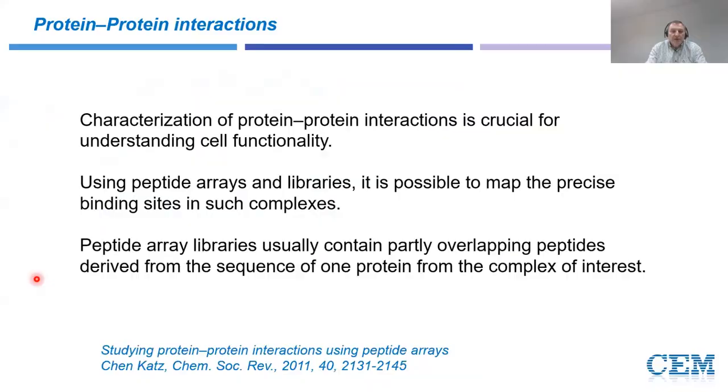Characterization of protein-protein interaction is, of course, crucial for understanding the cell functionality. Using peptide arrays and libraries, it is possible to map the precise binding sites in such complexes. And peptide array libraries usually contain partially overlapping peptides derived from the sequence of one protein from the complex of interest. These are my major statements generally for the library, and I would like to draw your attention to the group in Israel, which has a nice comparison of peptide libraries and arrays on slides and on membranes.